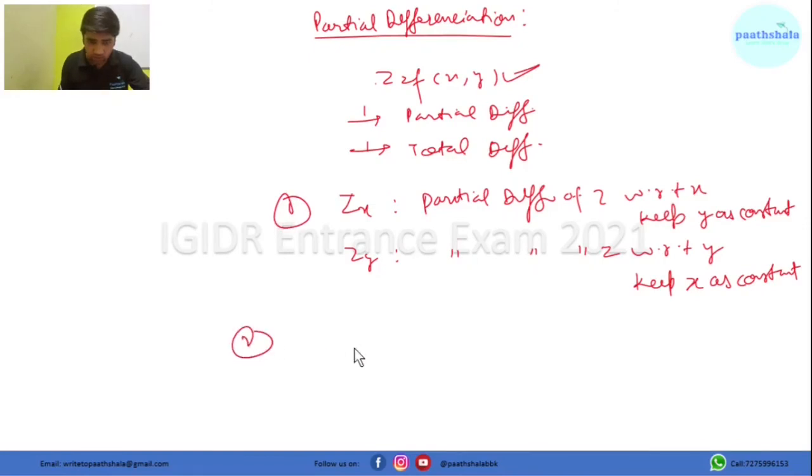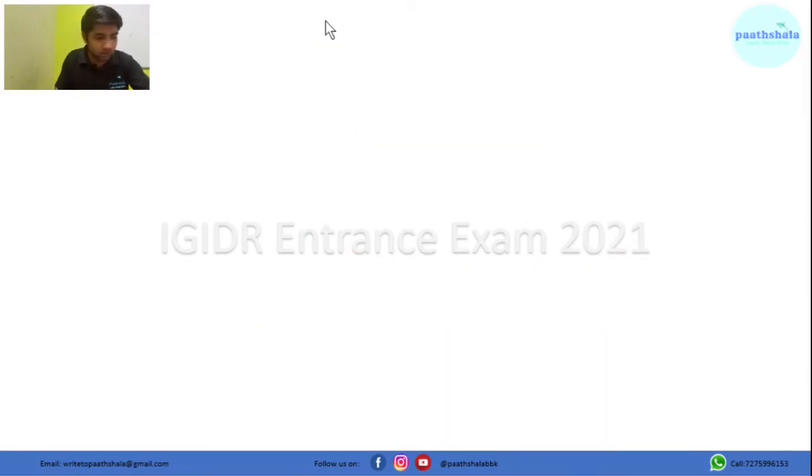For total differentiation, we have dz equals zx into dx plus zy into dy. Sometimes they might ask you to find out the dz with the help of partial differentiation. So let's take an example. This is example number 1.